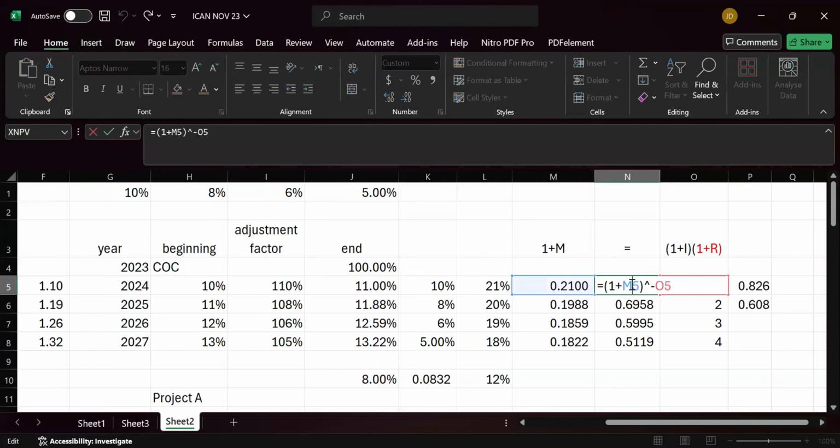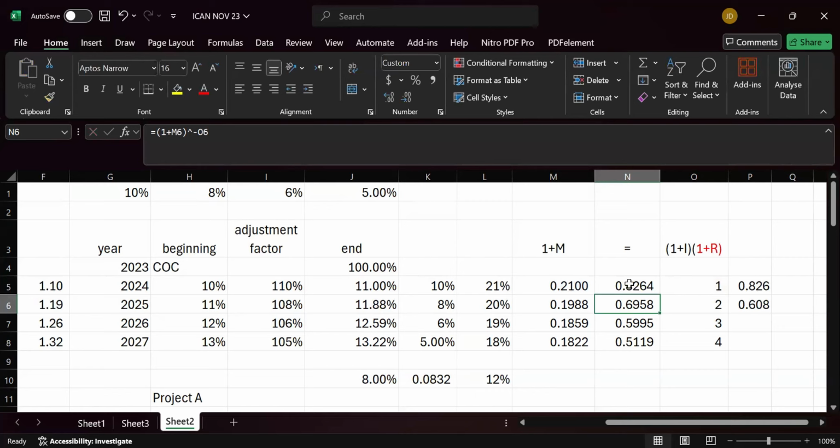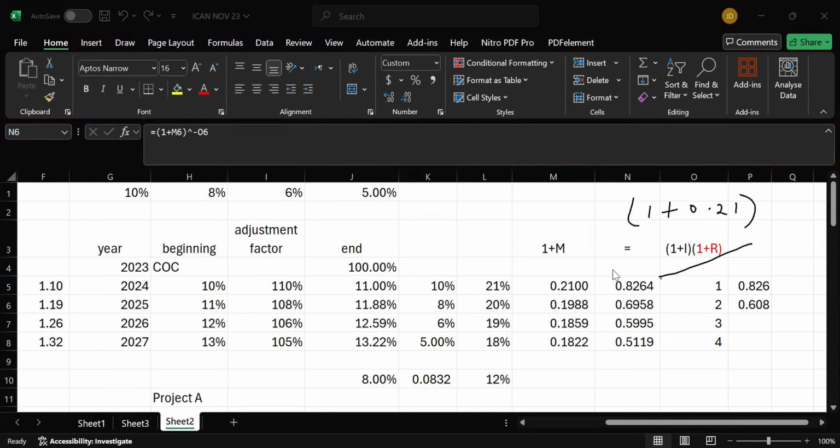So how did I arrive at this figure? It is 1 plus R, so this figure is just your normal discount factor using 21%, which is 1 plus R raised to power minus n. So that's how I arrived at that figure. If you do it for year 1, year 2, and year 3, you will have the same result. So this figure here is 1 plus R, which is 1.21, raised to power 1 minus 1. So that's how I arrive at this. Then you discount the other years with 20%, 19% and 18%.